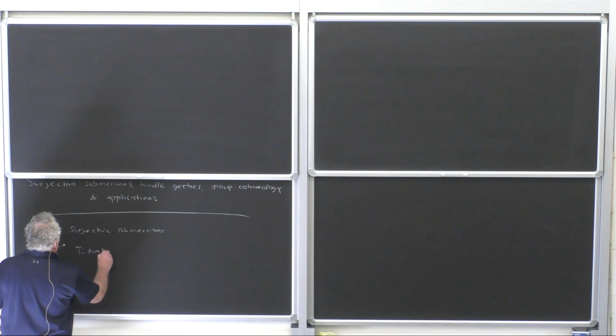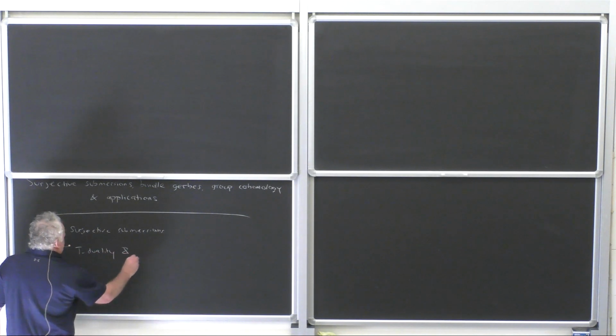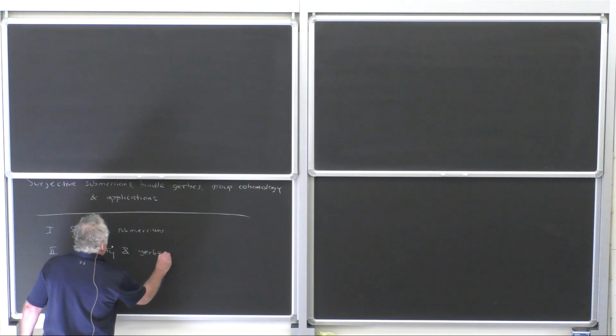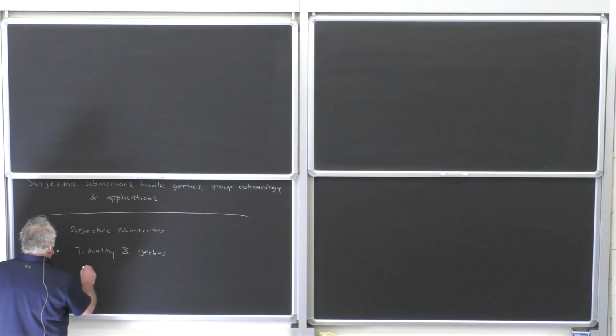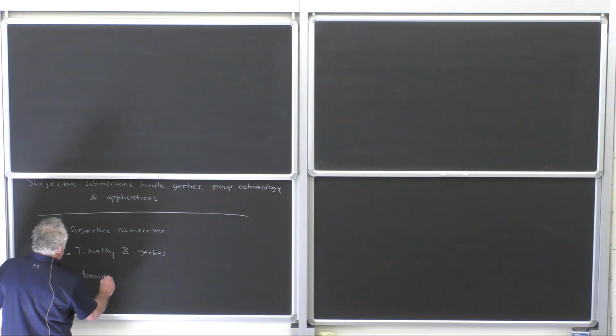In the second lecture I'll talk about T-duality and gerbes. Gerbes are naturally defined through surjective submersions, so you'll see the definition. And in my third lecture, we'll apply this to tori, or more generally to toroidal orbifolds.